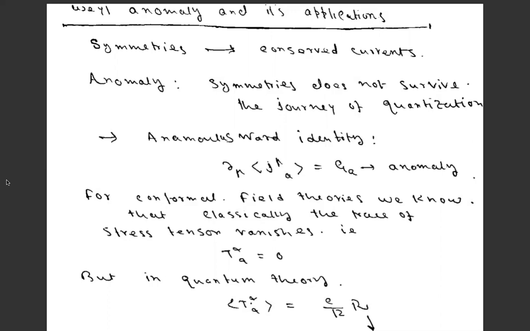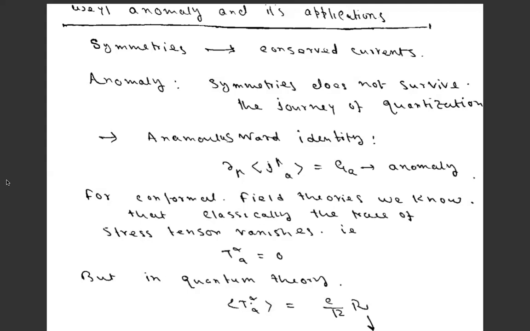So for CFTs, we have previously seen that there are mainly three Ward identities that concern the energy momentum tensor. One is the conservation equation. The second deals with the symmetry of the energy momentum tensor, which says T^{AB} minus T^{BA} equal to 0. And the third is T^mu_mu equal to 0, which is the trace equal to 0. Those are the defining properties of the CFTs at the classical level.